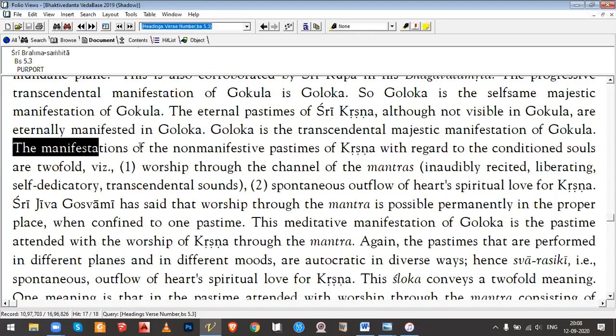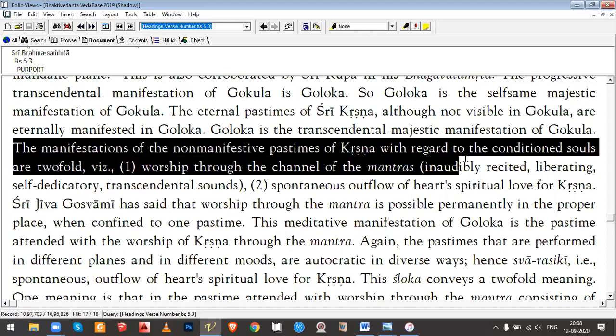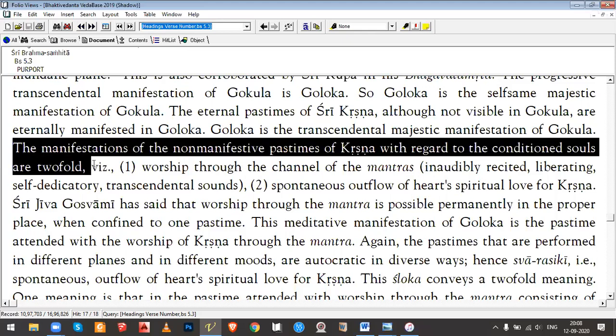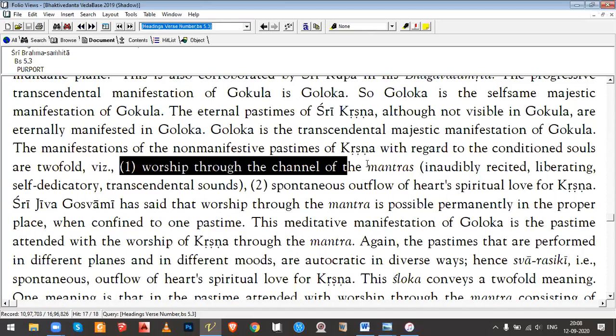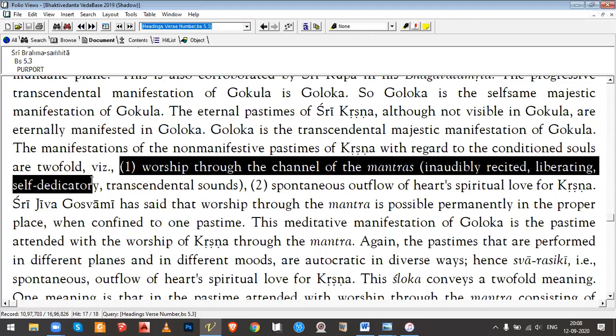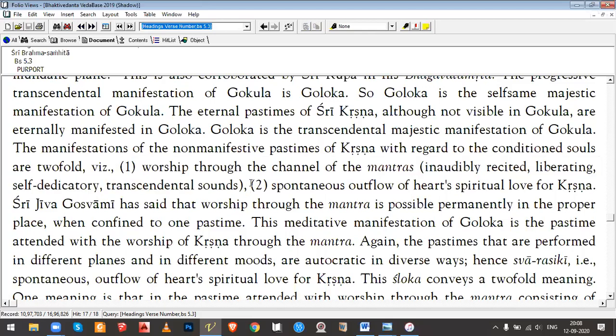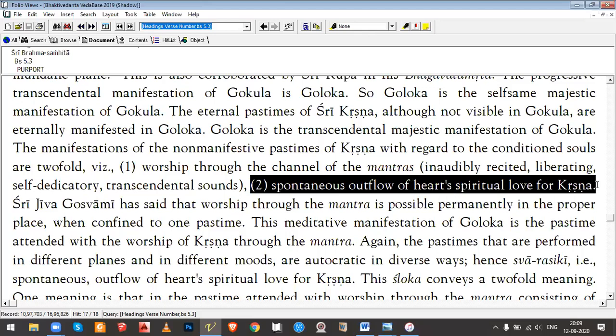The manifestation of the non-manifested pastimes of Krishna with regard to the conditioned souls is twofold. Now, how do these pastimes become visible to the conditioned soul? This is discussed by Srila Bhaktisiddhanta Saraswati Thakur. First, worship through the channel of the mantras, inaudibly recited, liberating, self-dedicatory, transcendental sounds. So this is one way, through the mantras. The second one is the spontaneous outflow of heart, spiritual love for Krishna. We'll be discussing all of this.